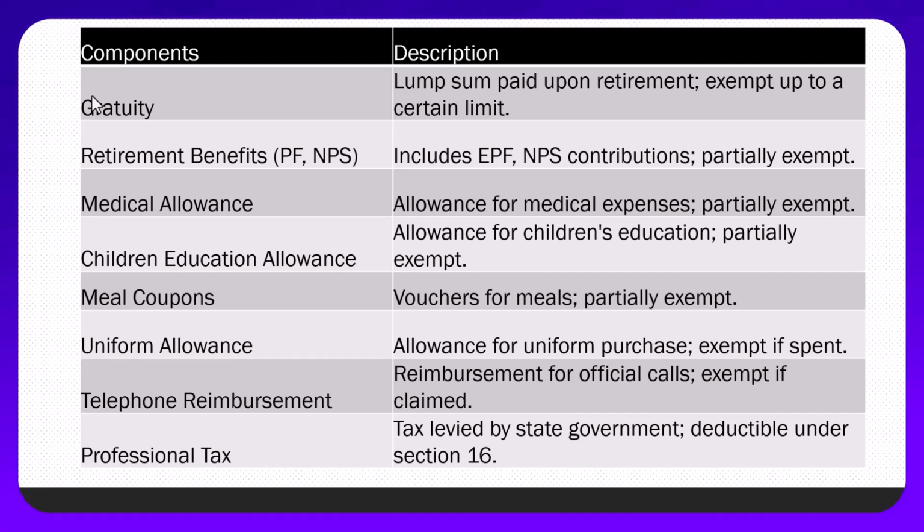Then children education allowance. This is also exempt, but not everything. Otherwise companies could give 50,000 rupees per month as children education allowance. No, it is just 100 or 200 rupees that is exempted. Okay, so we'll understand what the law is there. Okay, meal coupons. Companies can give meal coupons. Okay, fine. So that is also partially exempt. Then uniform allowance. If a company provides a uniform to you, then it is exempt. But if they just say uniform allowance and don't give you a uniform, then it becomes taxable. Then telephone reimbursement. It is also exempt if it is for official purposes.